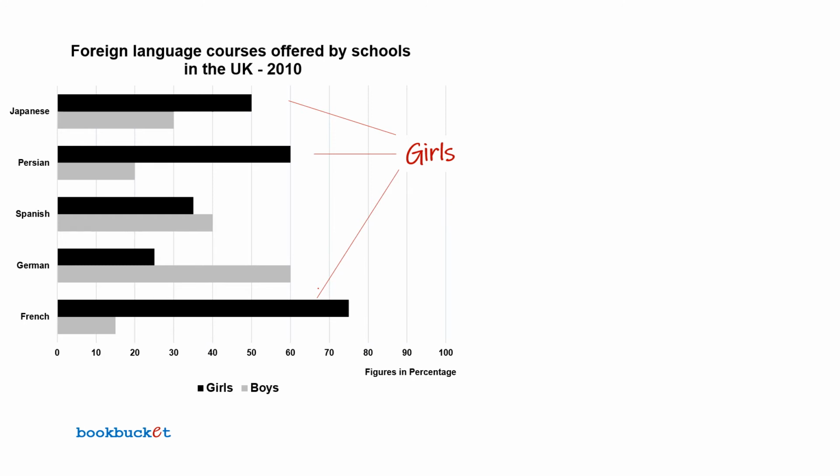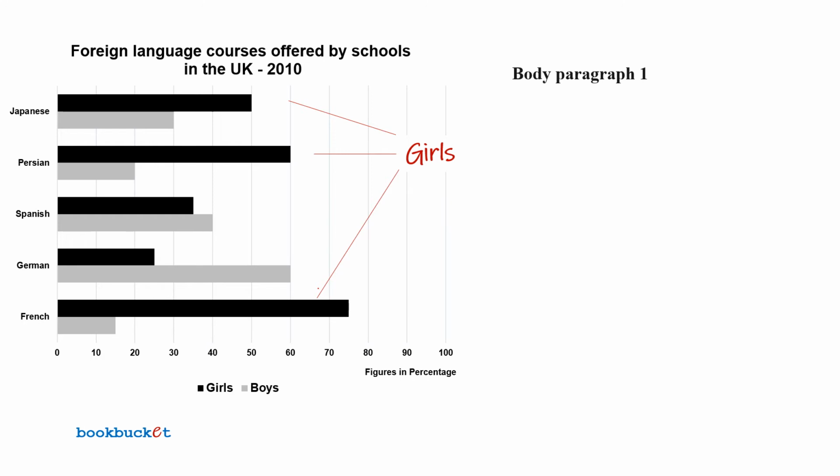Okay, now this body paragraph number 1 topic is girls, that is what we are going to write about. Of course, we have identified in the overview that in certain language programs the girls' participation was higher than the boys'. Okay, so what are they? We are going to introduce this topic in body paragraph 1. So let us write the first sentence. In Japanese, Persian and French programs, their participation was higher.